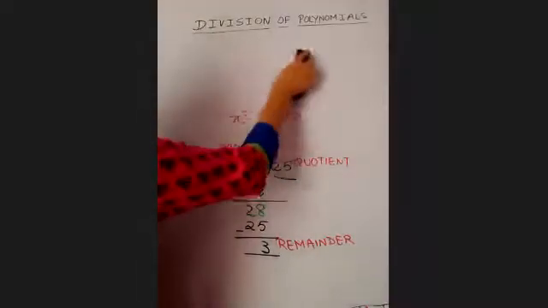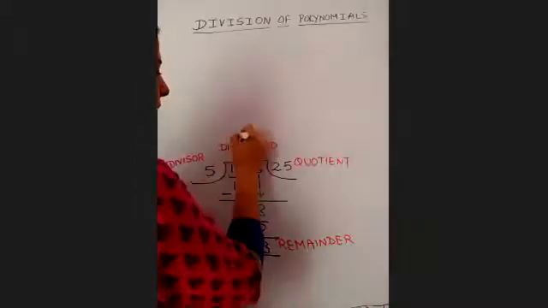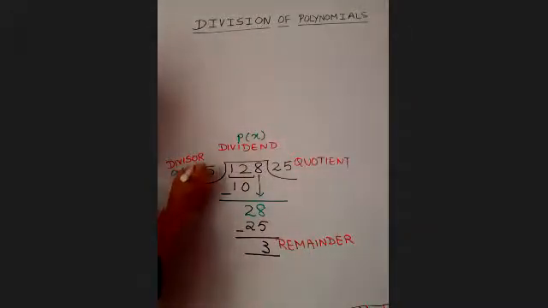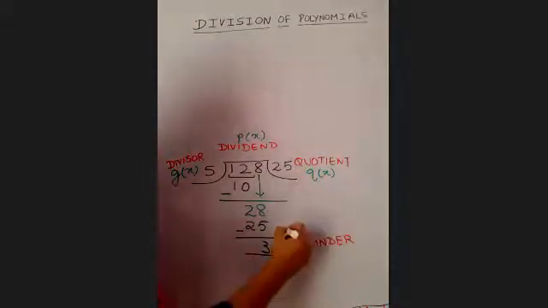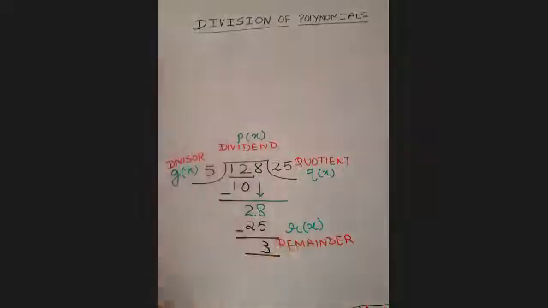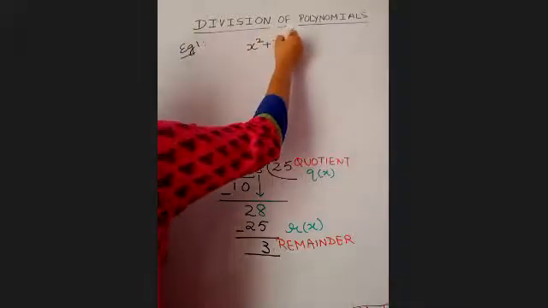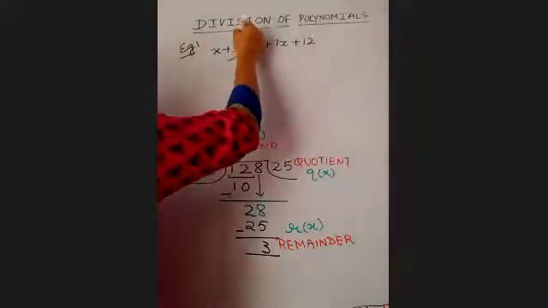Now children, when we are going to talk of the polynomials, we are going to use some symbols. Dividend is usually given by p(x). Divisor is usually given by g(x). Quotient starts with q, so we write q(x). And remainder starts with r, so we write r(x). Now let us take one example. Let us divide x square plus 7x plus 12 by x plus 3.